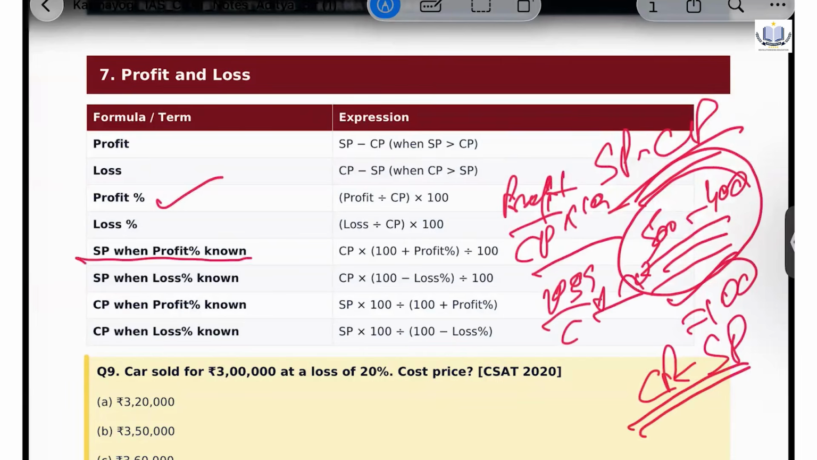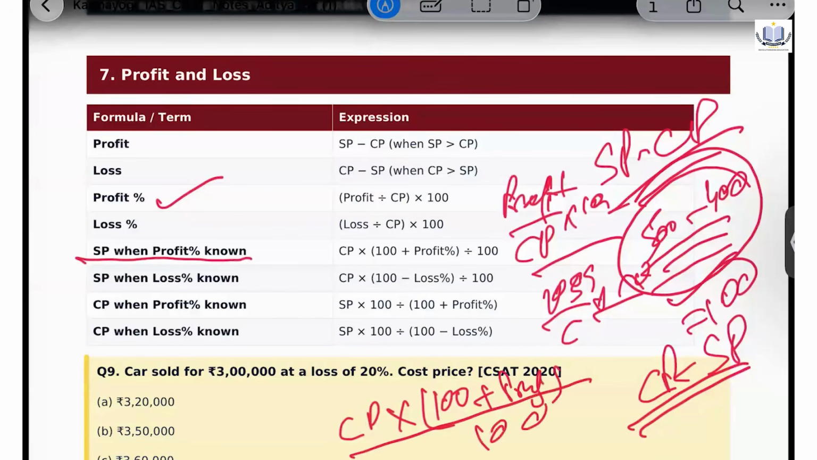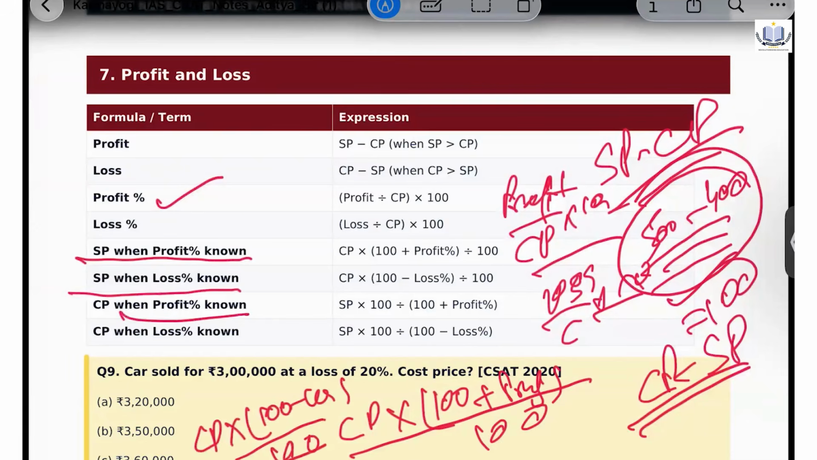Selling price when profit is known, so its formula is cost price into 100 plus profit percentage divided by 100. Selling price when loss percentage is known, then it is selling price into, just minus, 100 minus loss percentage divided by 100. Cost price when profit is known, from this same equation they are finding it. So there it is selling price into 100 divided by 100 plus profit percent, and when there is a loss it will be 100 minus loss percent.